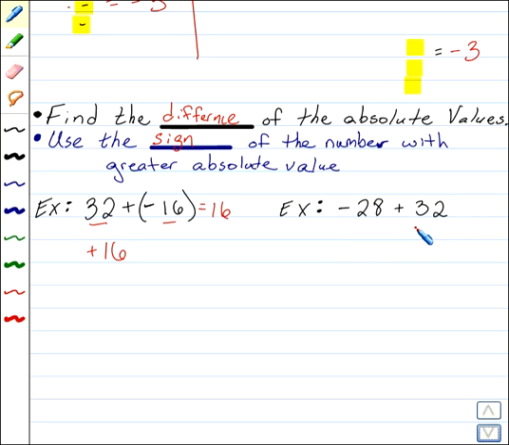Let's look at one more. Here we have the difference between 32 and 28. The difference between 32 and 28 is 4. The absolute value of 32 is greater than the absolute value of -28, because 32 is greater than 28, so we want a +4. So -28 plus 32 is +4.